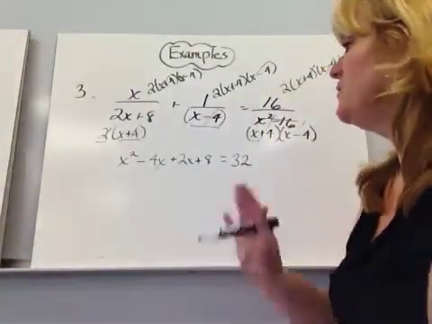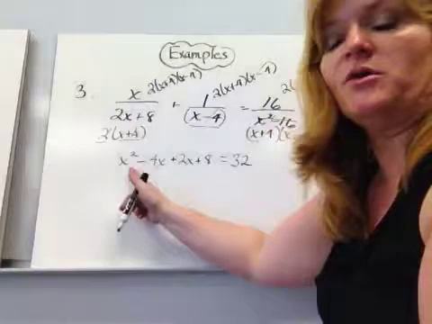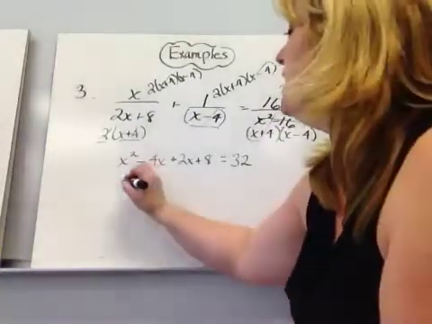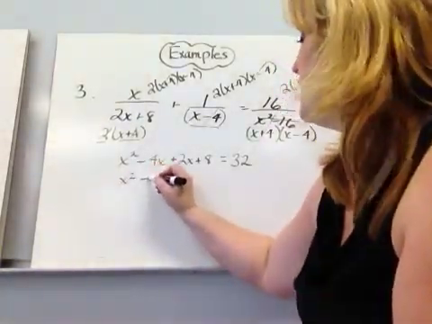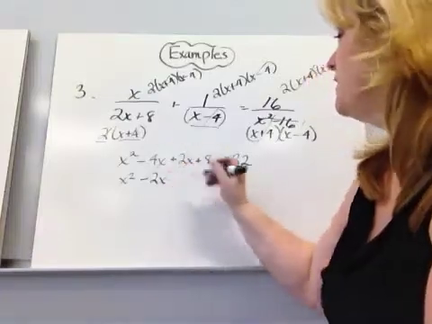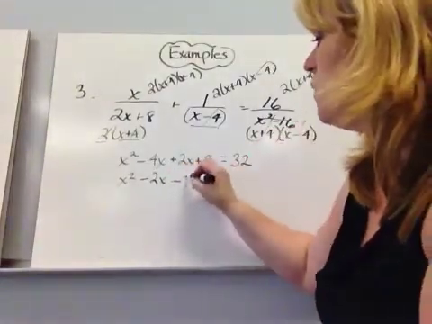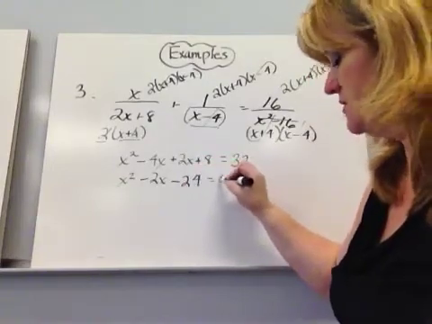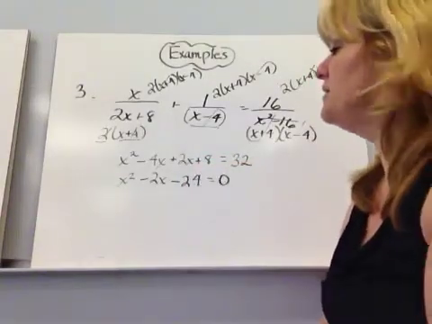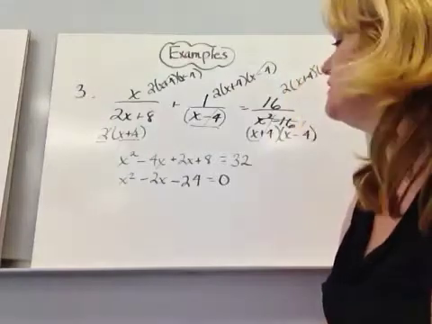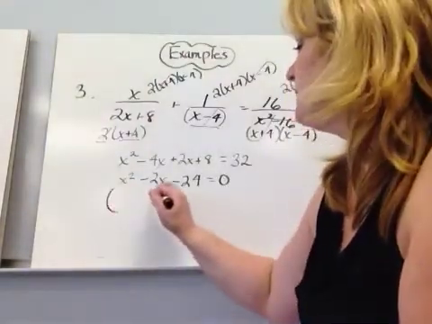All right? So let's combine everything, and it looks like it's going to be a quadratic, so let's get it all to one side. So I have x squared minus 2x, because these two go together. And then if I bring that negative 32 over there, it's a minus 24 equals 0. So I have a nice quadratic to factor and solve. So let's factor that.